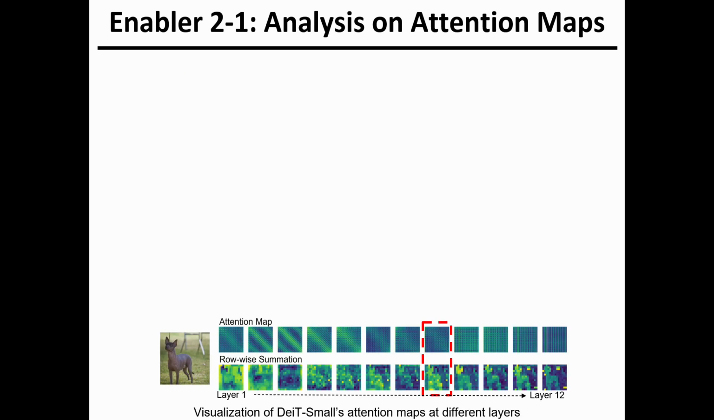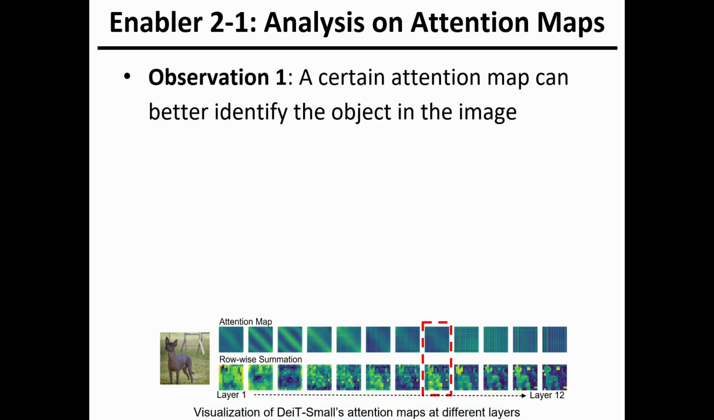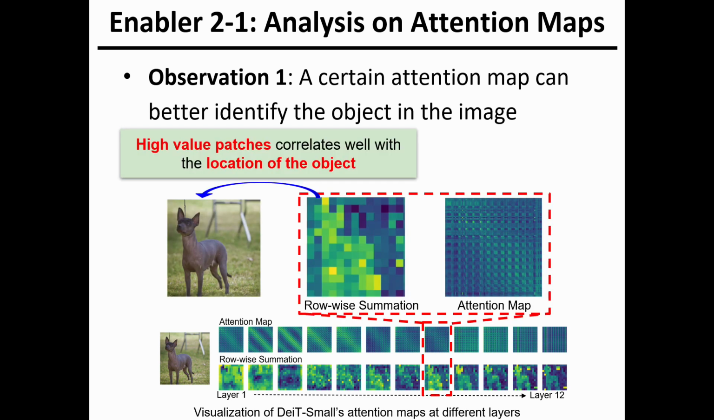For the first step, attention map selection, we analyze the attention maps generated by the vision transformer. As shown in the figure below, using an input image here, we can generate the attention map of all the 12 layers in the vision transformer. And we calculate a row-wise summation of each of these attention maps. We observe that a certain attention map can better identify the object in the image. Specifically, if we zoom into this attention map and its corresponding row-wise summation, we observe that the high-value patches, which are the warmer colors in this figure, correlate well with the location of the object.